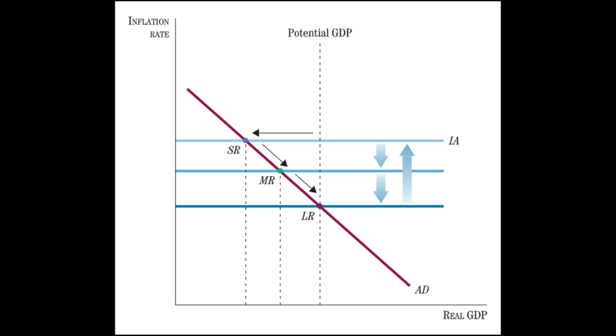In this figure, a higher IA line results in a GDP lower than potential GDP in the short run. Since the GDP is below potential, the inflation rate drops. The lower inflation rate causes the economy to grow in the medium run. In the long run, the economy is back at potential GDP.